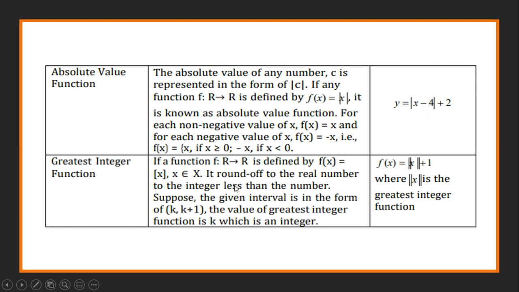So, dito naman, round up nyo to the real number to the integer less than the number. Suppose the given interval is in the form of k and k plus 1. The value of greatest integer function is k, which is an integer. So, that is an example.